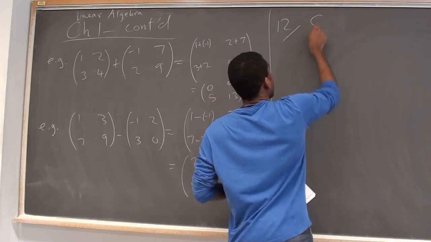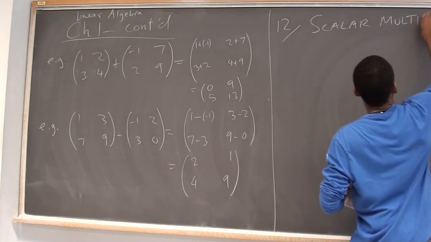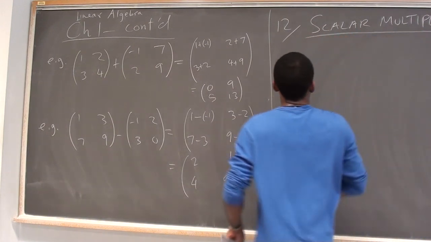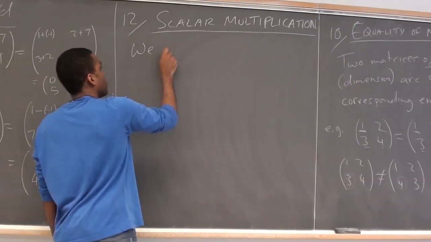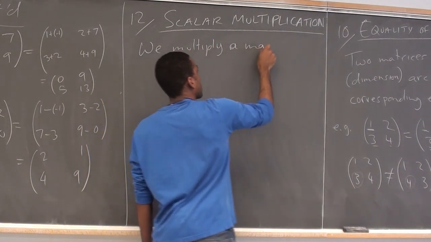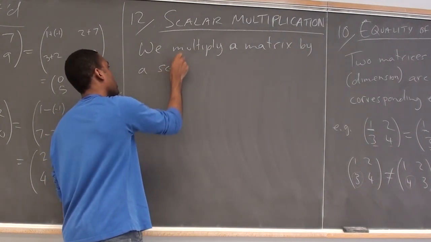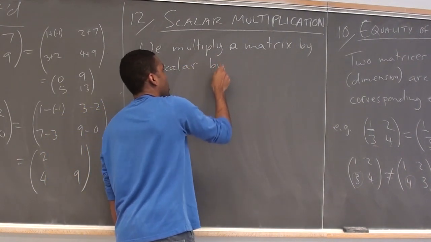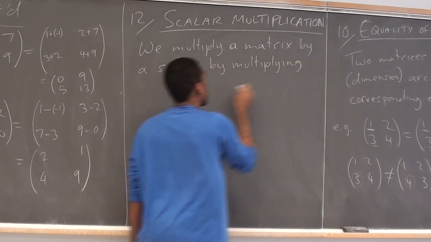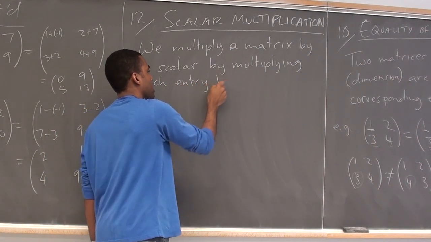Scalar multiplication. So we multiply the matrix by a scalar by multiplying each entry by that scalar.